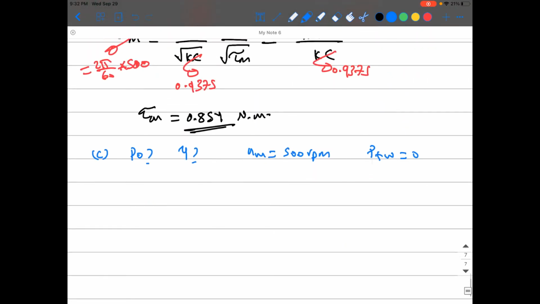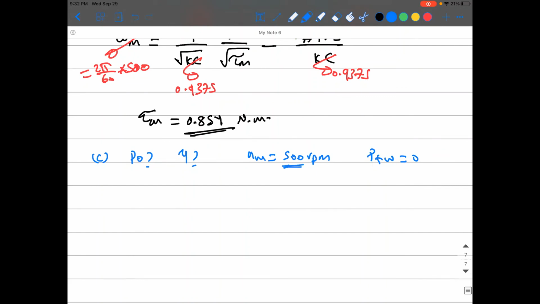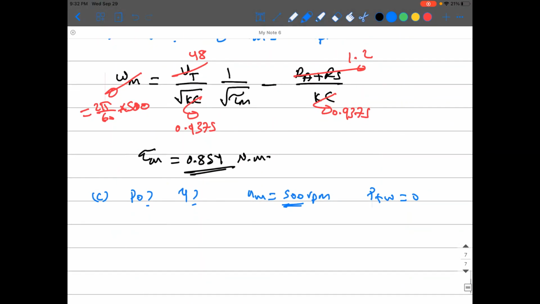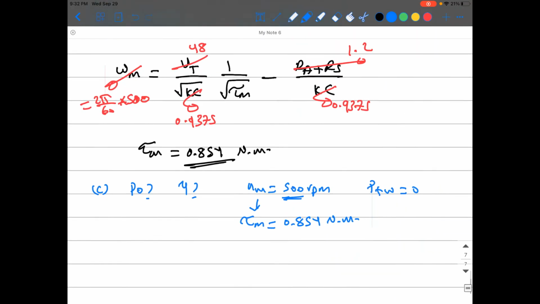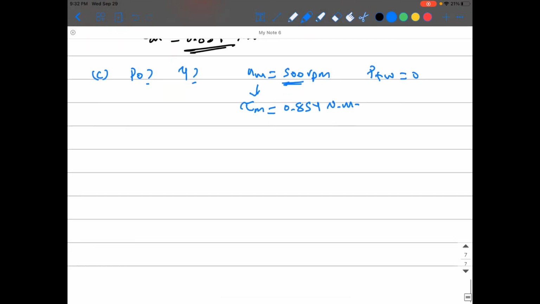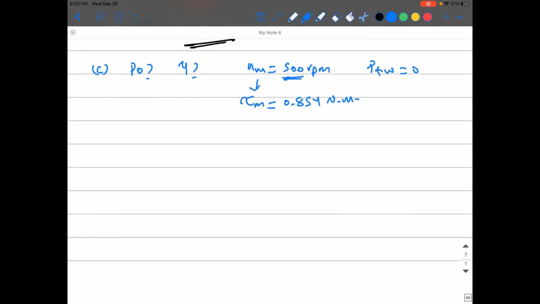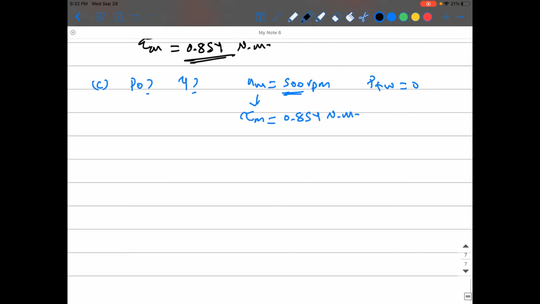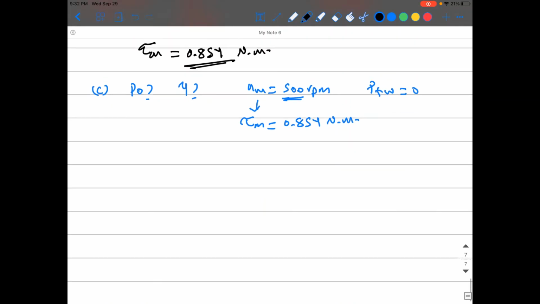By the way, because we're dealing at the same 500 speed as part B, that means the same torque can be used, 0.854 Newton meter, because we just calculated it at the same speed. So we can use this value from the last calculation. We will be using the same thing we just did before.